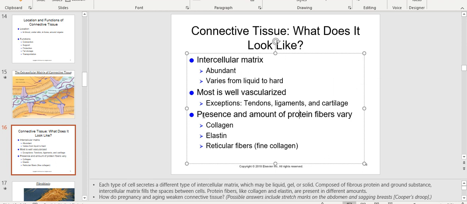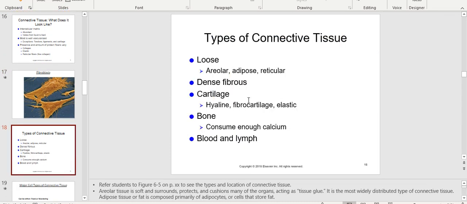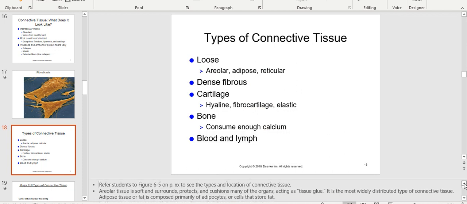So we've got lots of protein. Here we are: collagen, elastin, reticular fibers, all these kinds of things. We've got some pictures here. So fibroblast type of connective tissue, and it can be loose, dense fibrous, cartilage, bone, and blood and lymph. So there's lots going on here as far as types of connective tissue. And you guys can have a read down here.